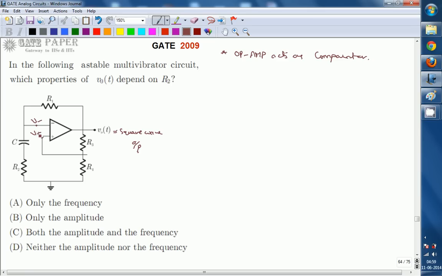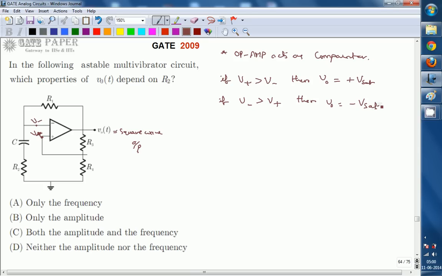Out of these two, whichever dominates, based on that the output may be either plus V saturation or minus V saturation. If the non-inverting terminal voltage is more positive than the inverting terminal voltage, that we can call dominating, then the output will be at plus V saturation. Otherwise, if V minus, the inverting terminal voltage, is more positive than the non-inverting terminal voltage, then V0 is equal to minus V saturation.